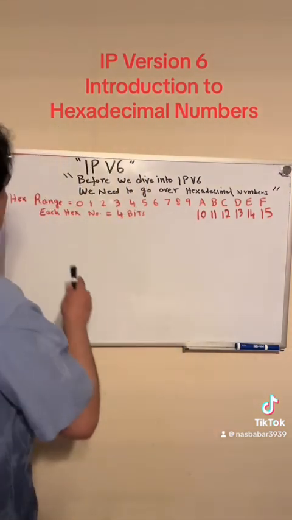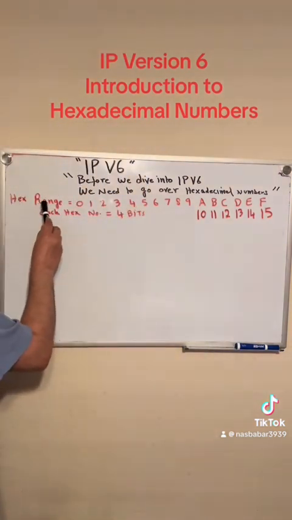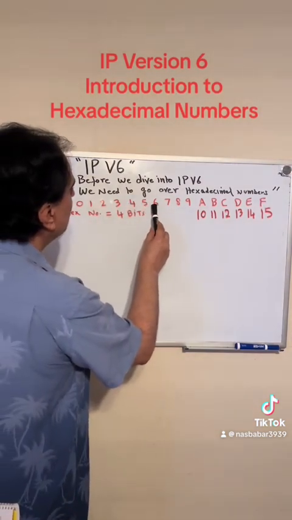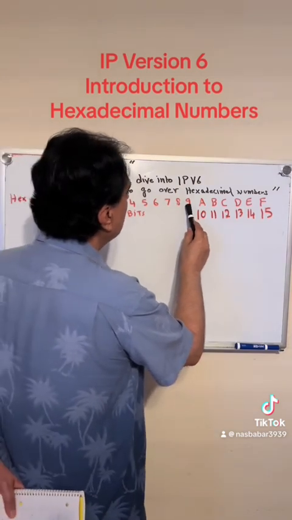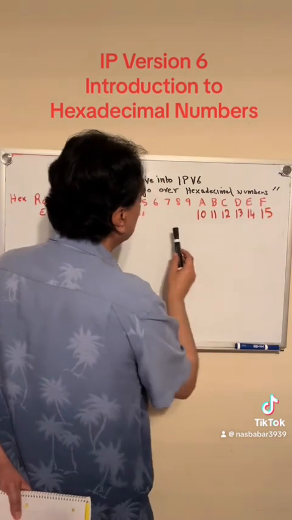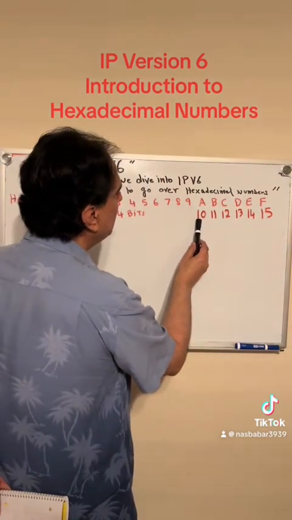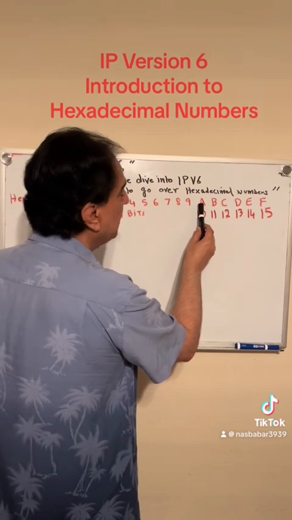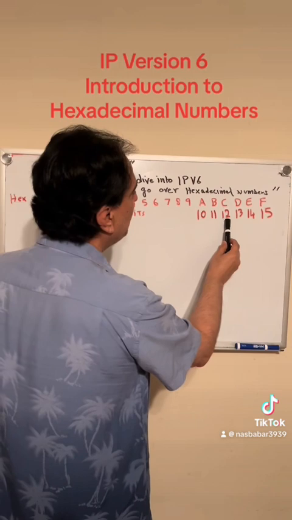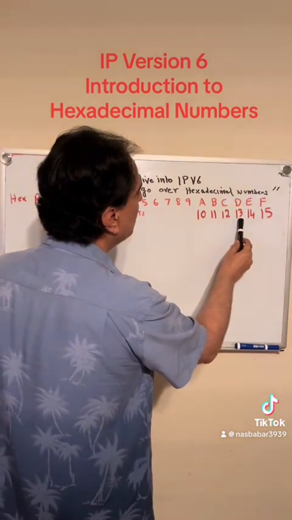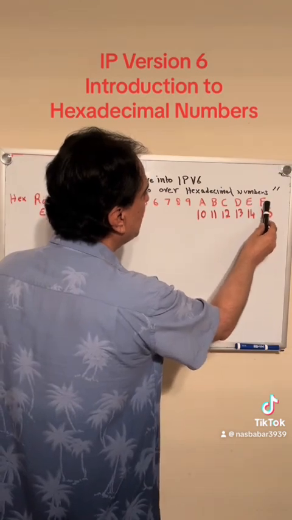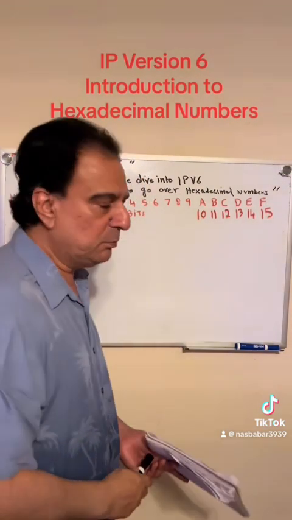This is the hexadecimal range: 0, 1, 2, 3, 4, 5, 6, 7, 8, 9, and then after 9 comes A, B, C, D, E, F. Essentially, after 9 is 10, which is represented by A in hexadecimal. 11 is represented by B, 12 by C, 13 by D, 14 by E, and 15 is represented by F in hexadecimal numbers.